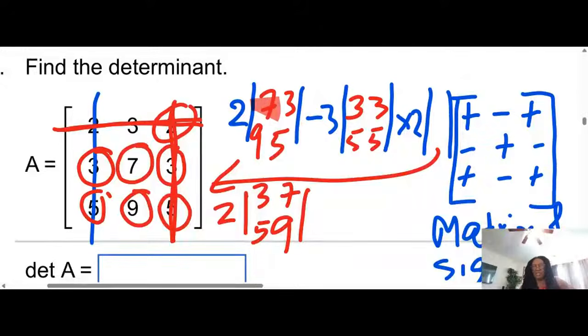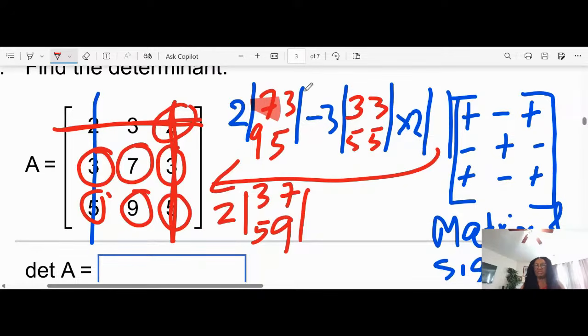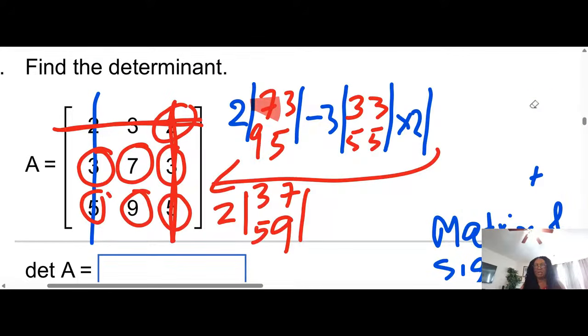Before I can evaluate the determinant, I must know how to evaluate the 2 by 2 matrix. So I am done using the signs, so I'm going to clean it. It's not the only method. There are other methods you can use, but I like using this method because it's easier and clearer to me, and students understand this better. So I want to evaluate this 2 by 2 matrix. I am going to start from here.